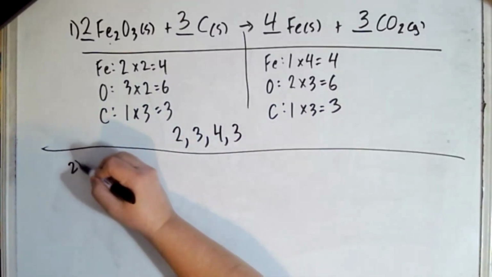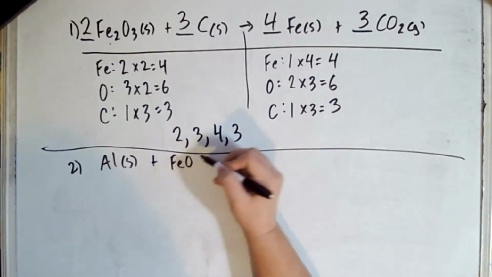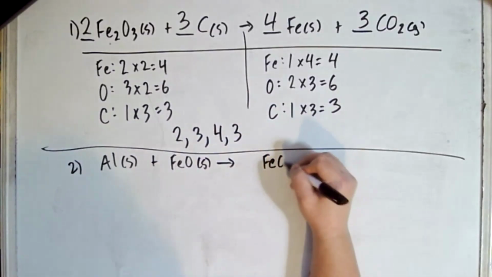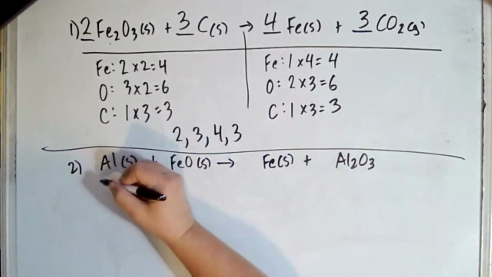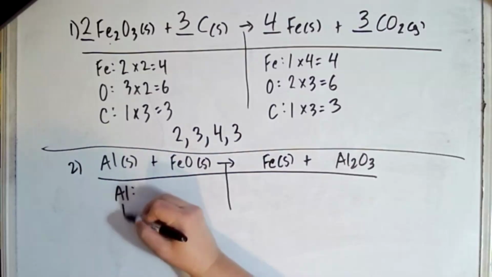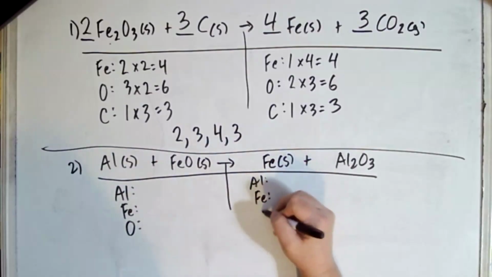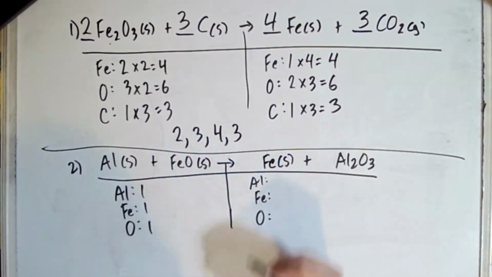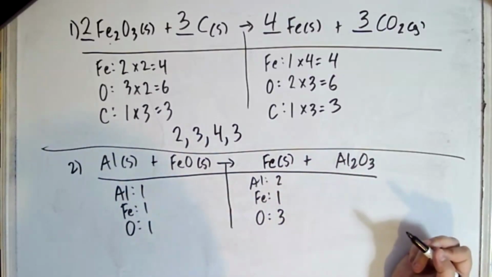Our second example, Al plus FeO produces Fe plus Al2O3. Okay. And we're going to start off the same way. I've got aluminum, iron, and oxygen. One of each on my reactant side. I have got 1 iron, 2 aluminums, and 3 oxygens on my product side.